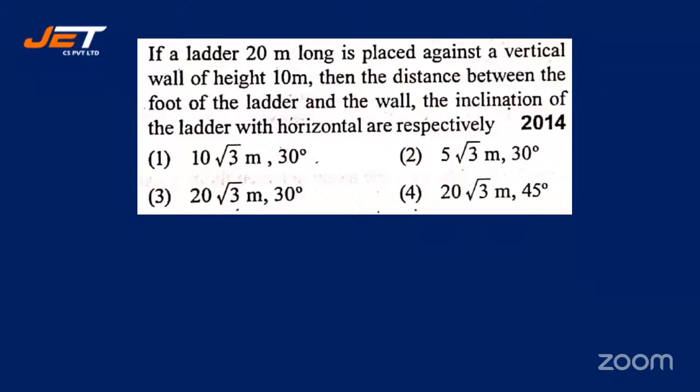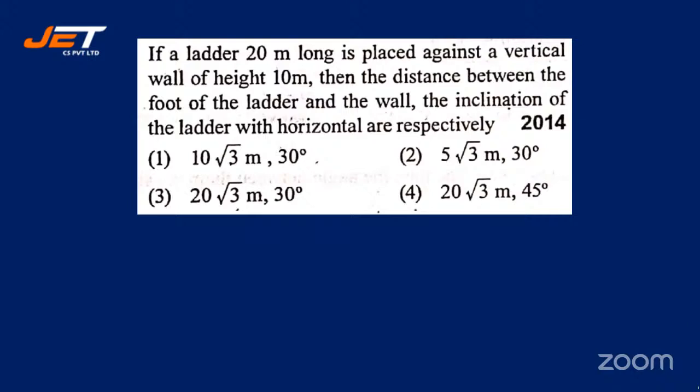So if a ladder 20 meter long is placed against a vertical wall of height 10 meter, then the distance between the foot of the ladder and the wall, and the inclination of the ladder with the horizontal, are respectively dash.